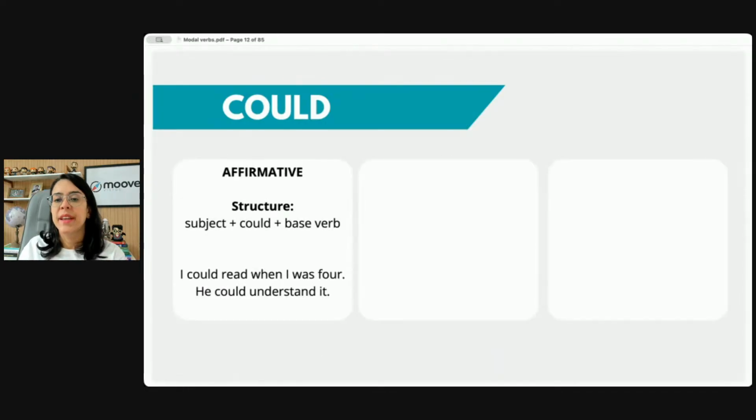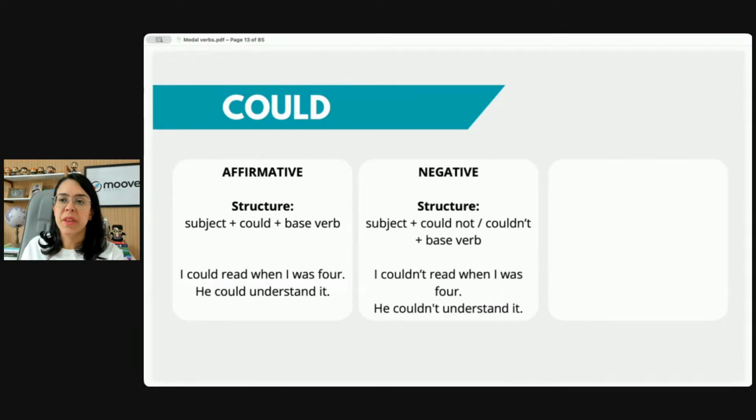Okay, in the affirmative form, as I told you, subject, could, and the verb. I could read when I was 4, I could understand it. In the negative, could not or couldn't. Could not for formal texts, couldn't for spoken language and neutral to informal texts. So I couldn't read when I was 4.